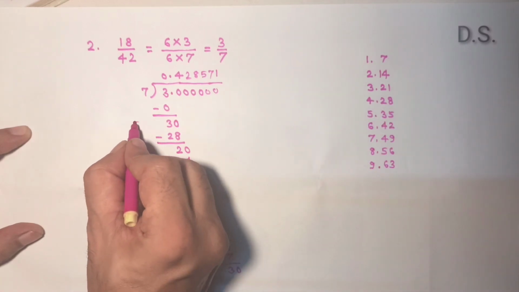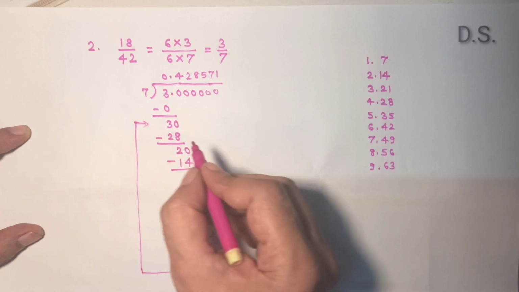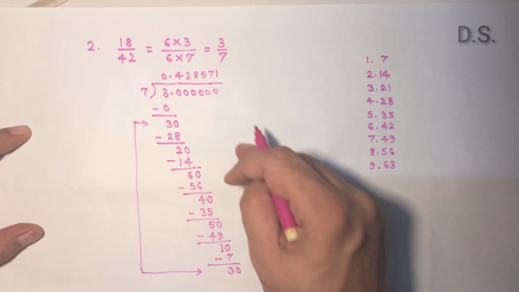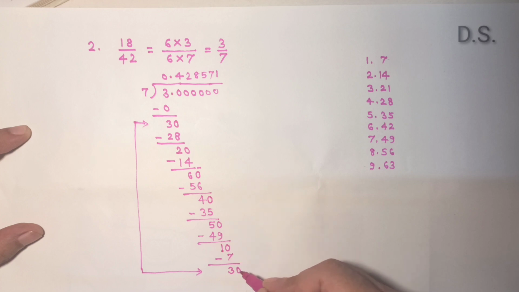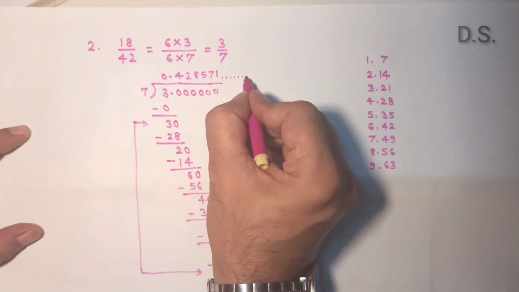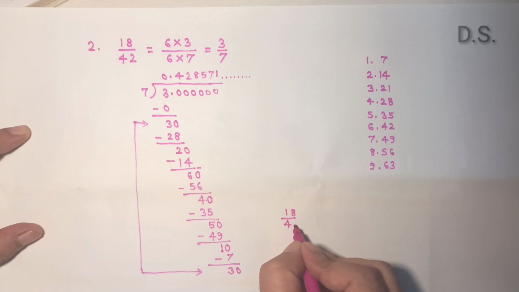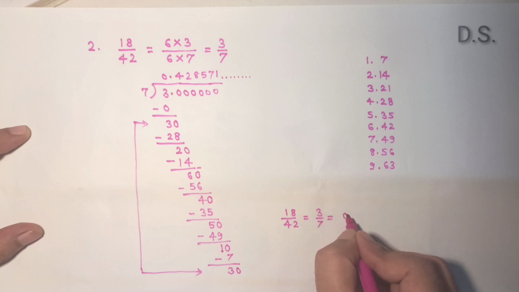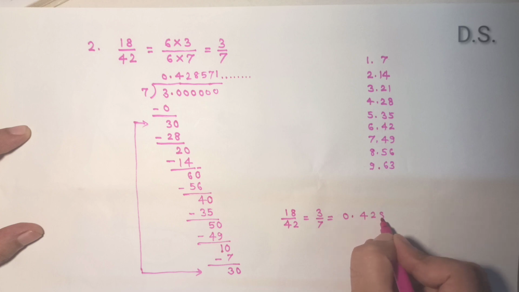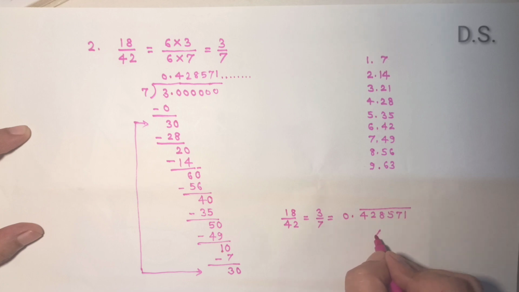Now look at this 30 and this 30. Again we have come to the same, so it will be repeated again: 28, 14, 56, 35, 49, 7, again 30. That means it will be repeated. So you can write 18 upon 42, which is nothing but 3 upon 7, is equal to 0.428571 bar, and this is your answer.